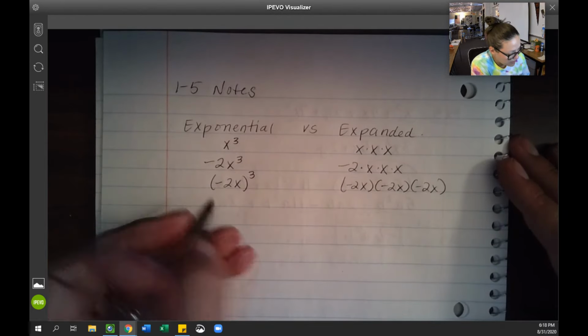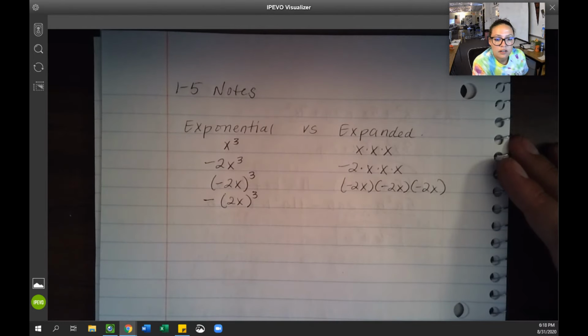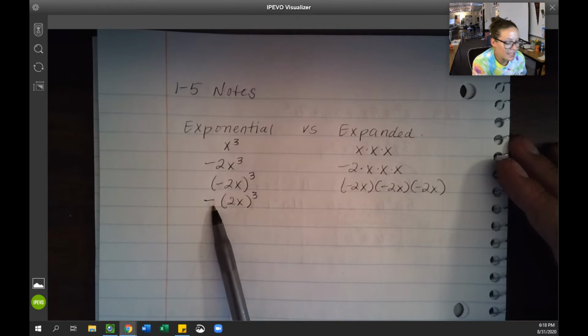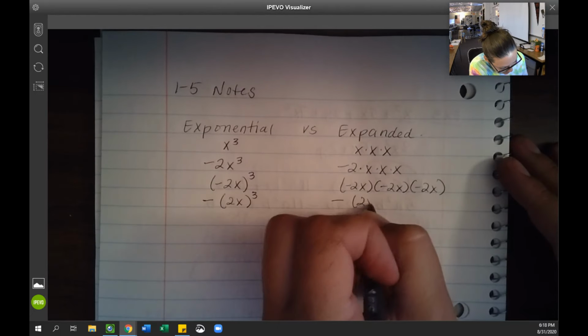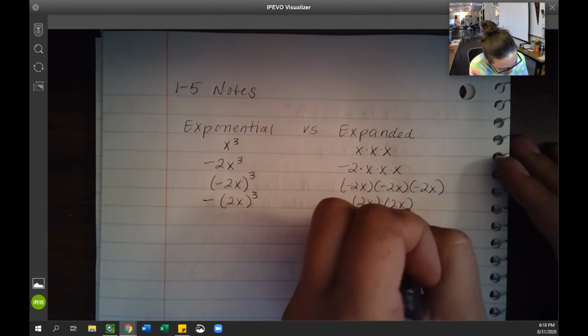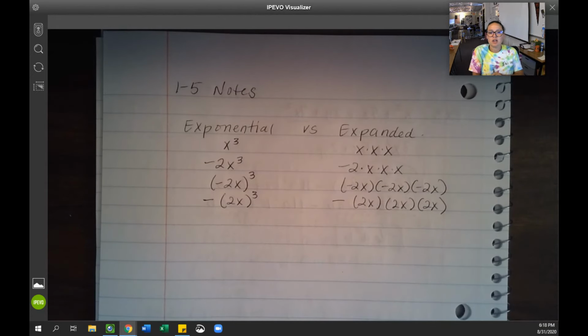One last scenario. Let's say I have this. The negative on the outside. The negative now is not being cubed. So it's only going to show up once. But I am going to have 2x multiplied by itself 3 times. So these are 4 different examples of how the exponent is going to be on different parts of the expression.